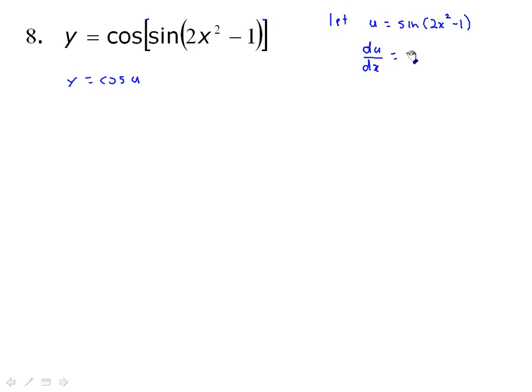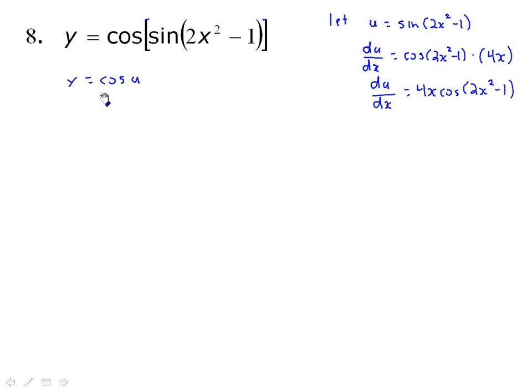Because the derivative of sine is the cosine of 2x squared minus 1. But this is going to be multiplied by the derivative of the inner, and I'm going to go there directly, which is 4x. So du/dx is equal to 4x times cosine of 2x squared minus 1.